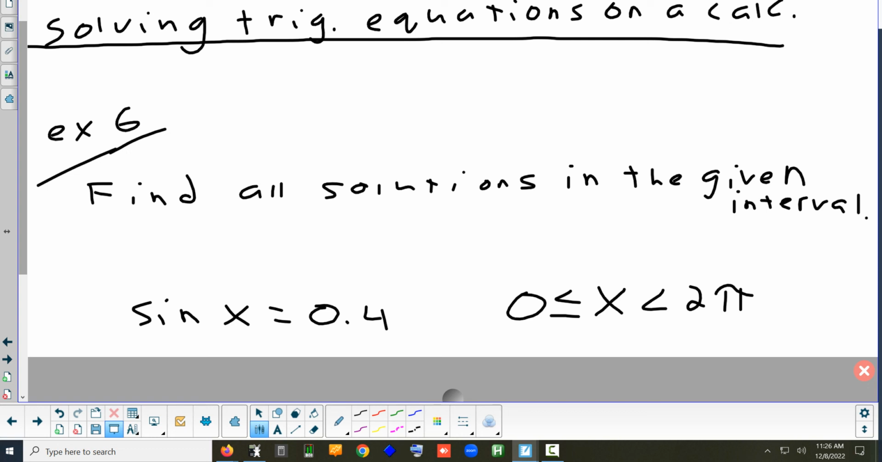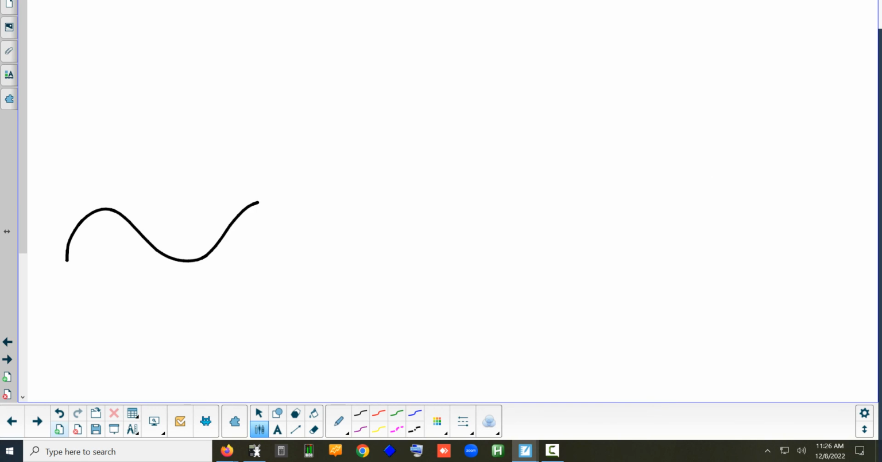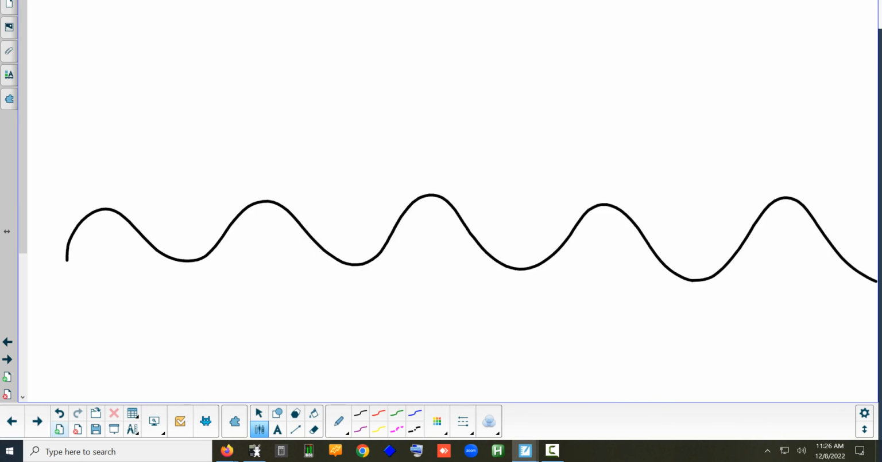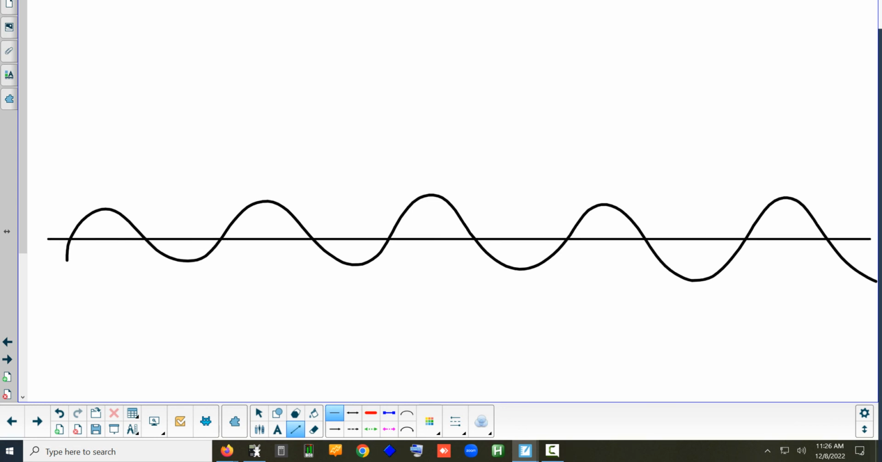Now, sine of x is a wave. What does 0.4 look like if we graph that? What kind of line? A horizontal line. So think of the graph of sine. It's a wave, and then you have a horizontal line. As long as that horizontal line is between 1 and -1, how many times is it going to cross the wave? It's going to cross it infinitely many times.